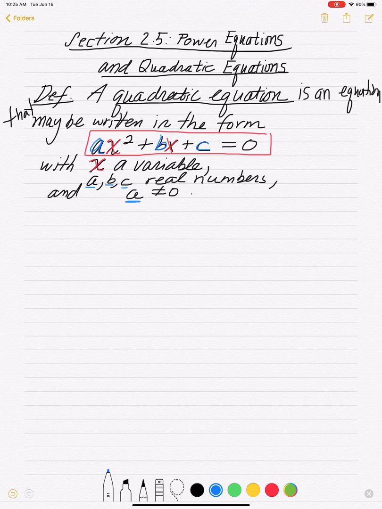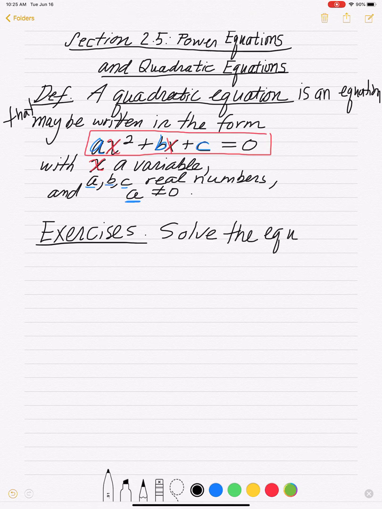Now let's see. Just do solving quadratic equations. That's what we're about today. We're just going to jump straight to some exercises. Solve the equation. Number 1.